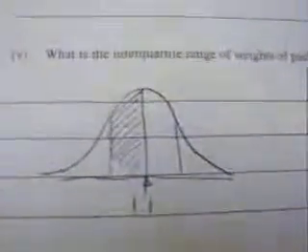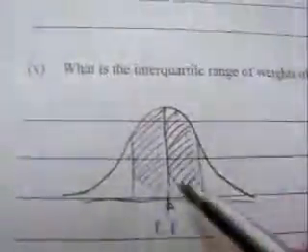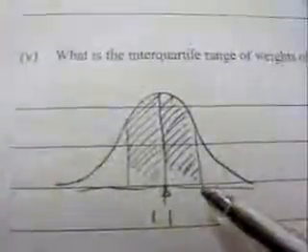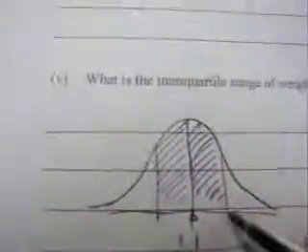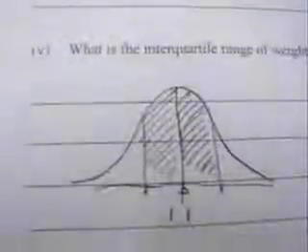So if I write that in, 1.1 right there, and I know also that another 25% shaded here is likewise above the mean. So altogether the shaded area is 50%, and that is the interquartile range. But I don't know the lower boundary and the upper boundary of this interquartile range. Those are the boundaries that I need to work out in order to answer the question.